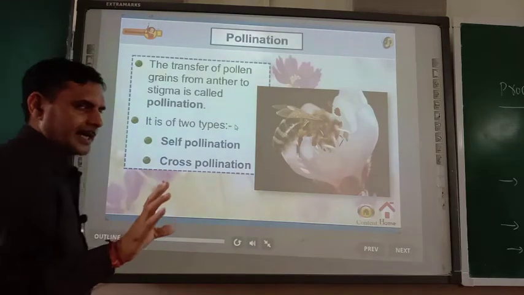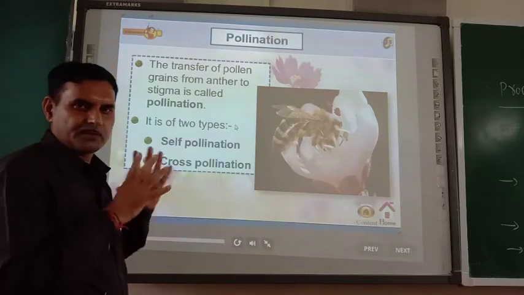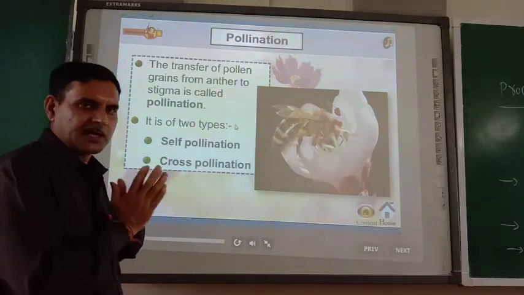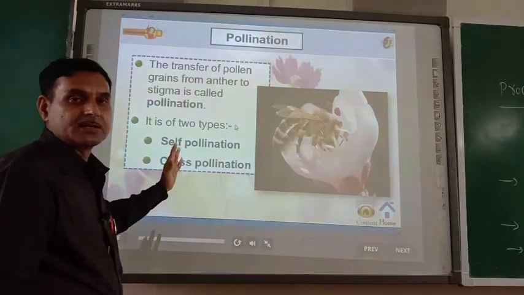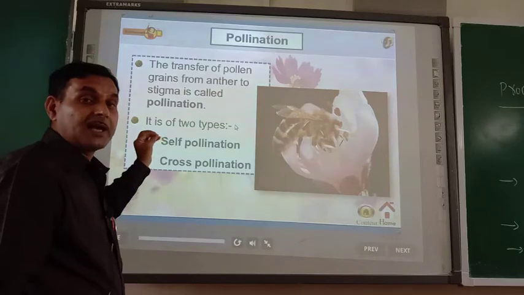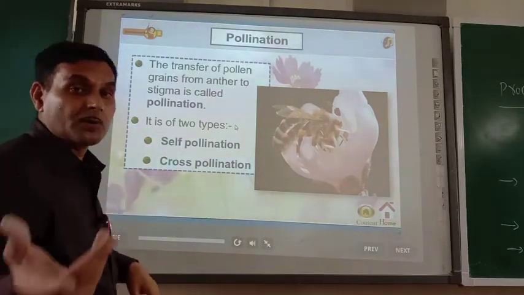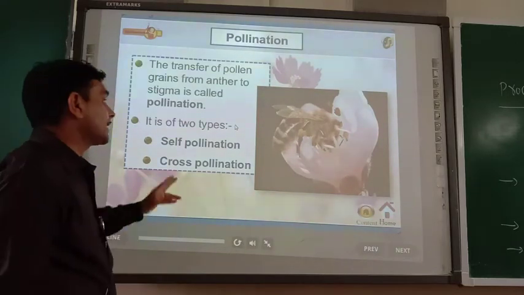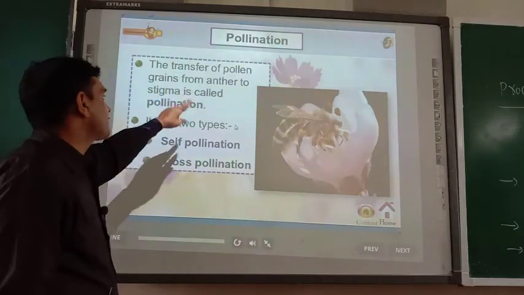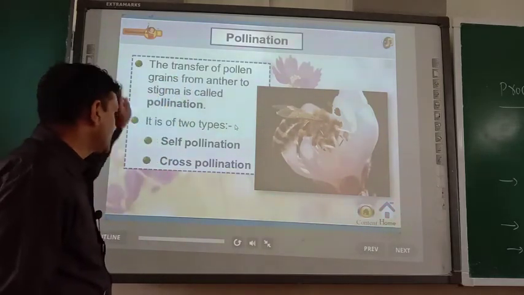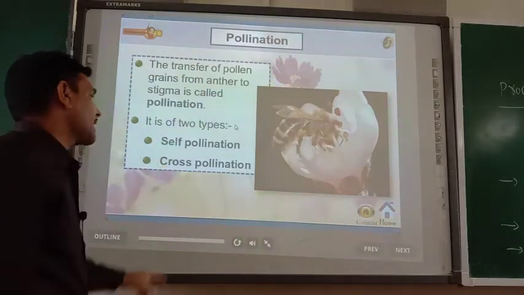Okay, so dear cadets, what I taught you, the process of fertilization, the process of sexual reproduction in plants, but the question arises here, how are male gametes transferred from anther to stigma of ovary or flower, isn't it? That process is known as pollination. The transfer of pollen grains from anther to stigma is called pollination. It is of two types, that is self-pollination and cross-pollination.